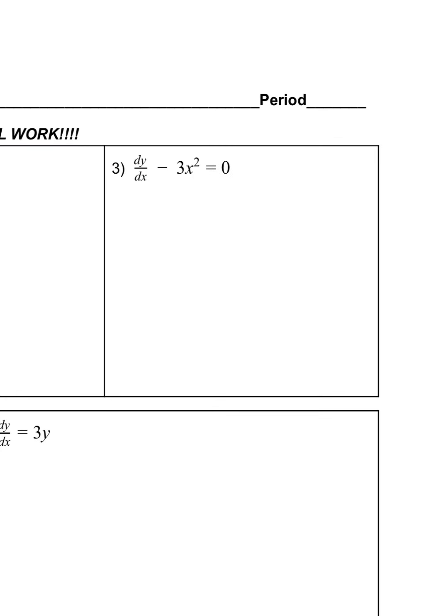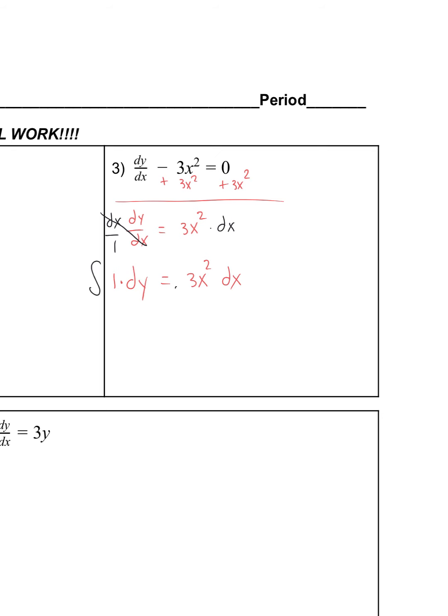All right, let's look at number 3. The first thing we're going to do is move this term over to the right. This is minus 3x squared, so we are going to add 3x squared to both sides. So we have dy/dx on the left, and on the right we have 3x squared. Now we simply have to multiply both sides by dx to move that dx over to the right. So I'm left with, on the left, 1, of course, times dy, and on the right, I have 3x squared dx. So there's my first step, separate the variables.